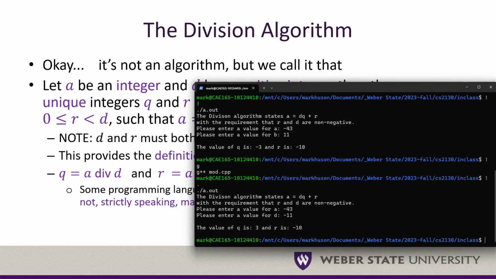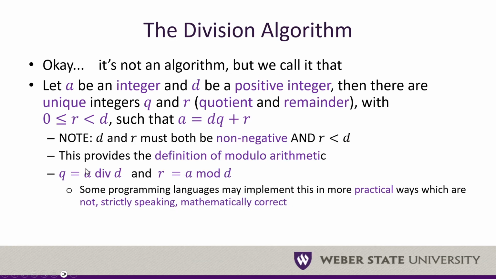So as I said, we get more practical results with our computer programs. They don't necessarily follow our number theory definition of the modulo and the integer division. So 23 mod 6, if I were to do this with my number theory, my division algorithm, what should I get?